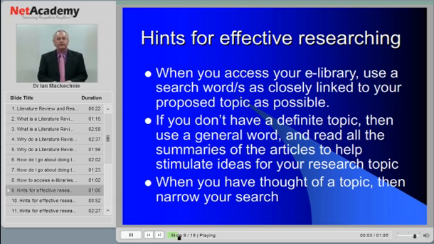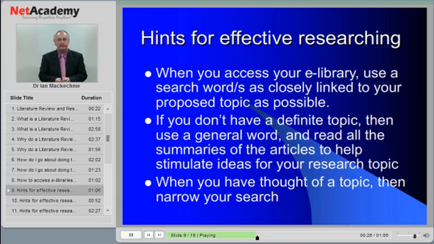E-libraries work very similar to searching a search engine or doing a Google search. When we go to an e-library, we are asked to provide a search word or search words that enable the e-library to go through their database and come up with articles that are relevant to the topic that we want.